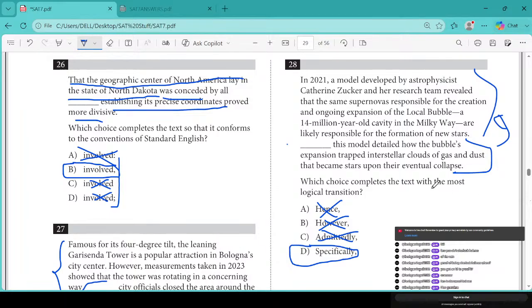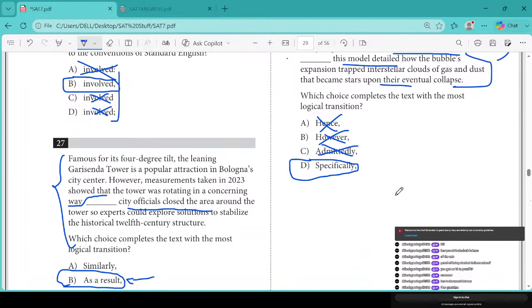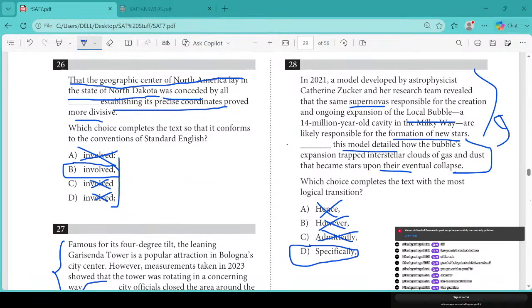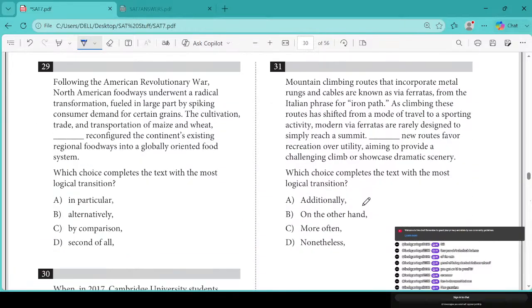If you have questions, ask me in the chat. This is saying that supernovas that created the local bubble also formed new stars, and here it explains more detail about the model and how they arrived at the conclusion. So the answer would be D. Got questions? Ask in the chat. I'll be moving on to question 29.